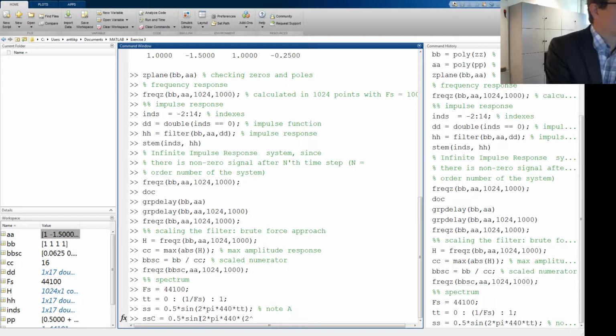In how many notes is 1 octave divided? How many notes are in 1 octave? Half notes. 12. Yes. C. A. Okay. How many half notes are in between A and C?